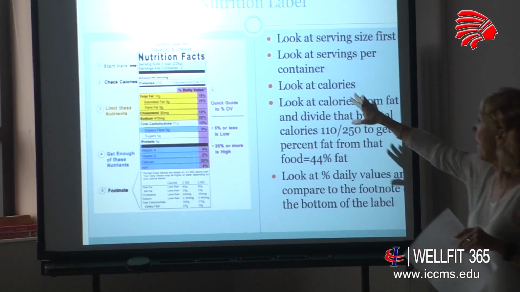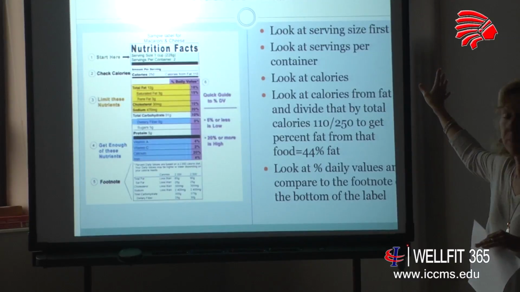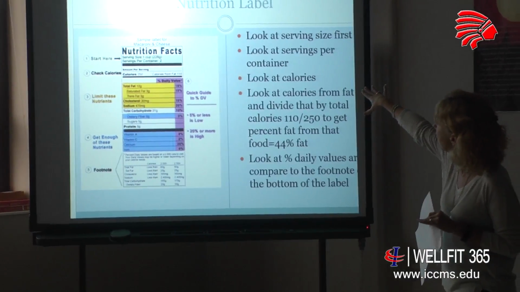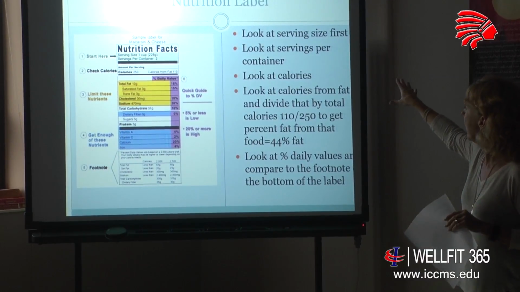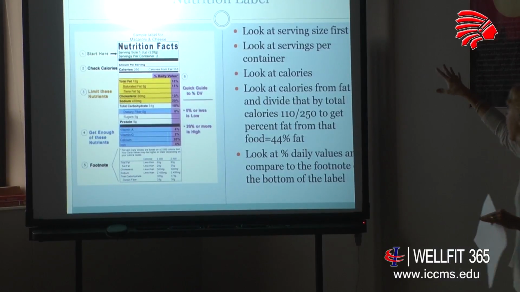And like this one, this is mac and cheese. The serving size is 1 cup. Then look at servings per container. So you always want to look at the serving size and servings per container. And then the next thing you would look at is the calories, to just see how many calories per serving and look at the container.